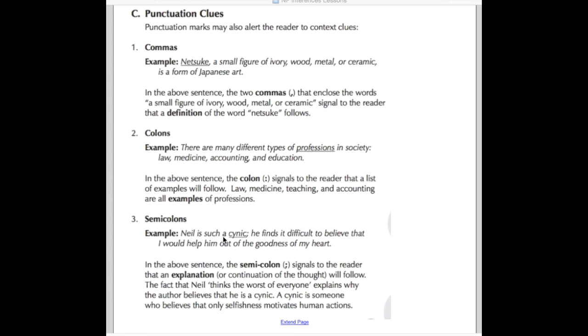Semicolons. Neil is such a cynic; he finds it difficult to believe that I would help him out of the goodness of my heart. In the above sentence, the semicolon signals to the reader that an explanation or a continuation of the thought will follow. The fact that Neil thinks the worst of everyone explains why the author believes that he is a cynic. A cynic is someone who believes that only selfishness motivates human actions.